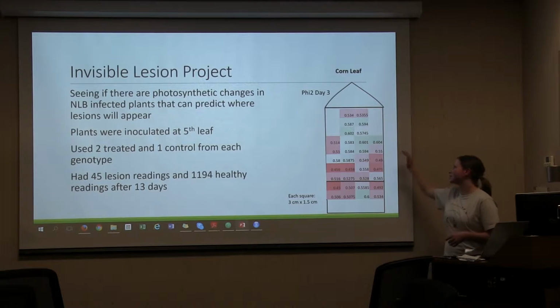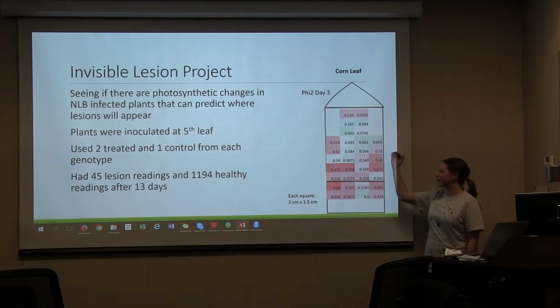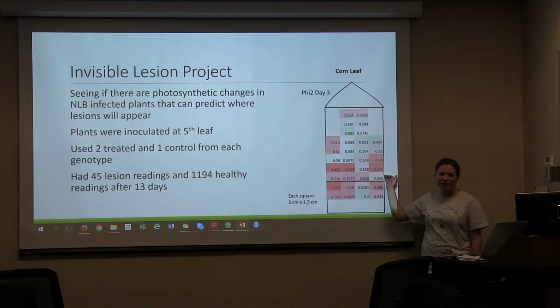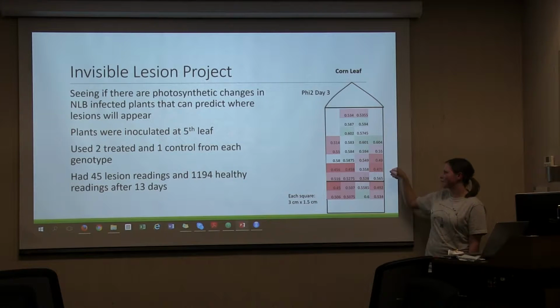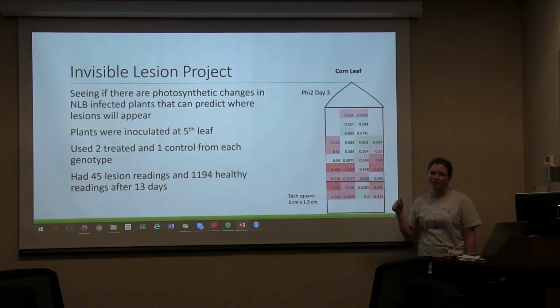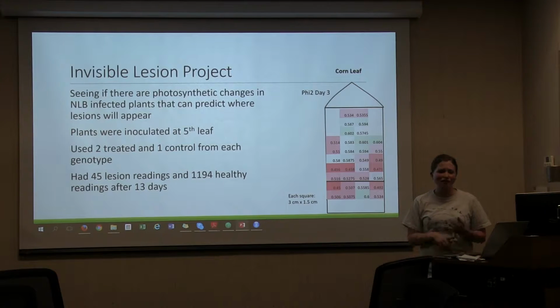And this is just a visual of a corn leaf. So this is how it occurs. This is the inoculation line. You go through with a MultispeQ at each point up and down the leaf to try and get the location, and that before the lesion occurs.